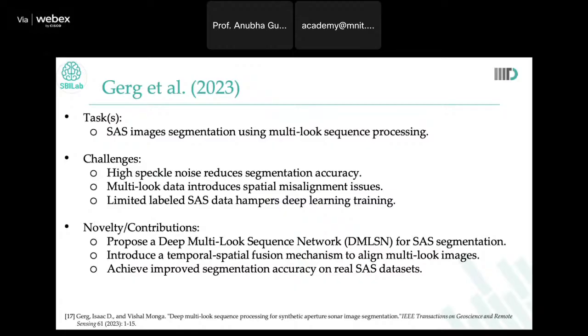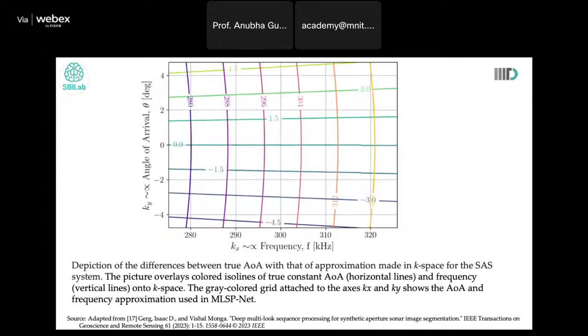Similarly, SAS image segmentation is tried in another model like this, where their novelty is to propose a deep multi-look sequence network for SAS segmentation and introduce a temporal spatial fusion mechanism. I really like this paper because in a way they try to fuse domain knowledge into this. This is a depiction of the difference between the true angle of arrival and that of the approximation made in the K space.